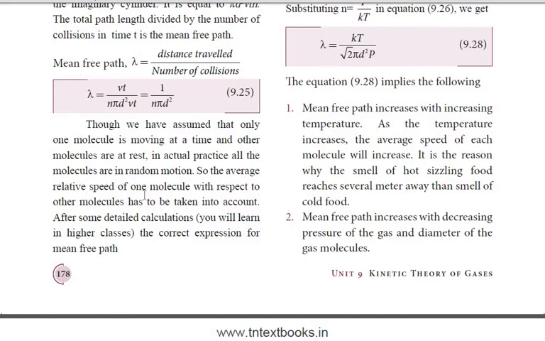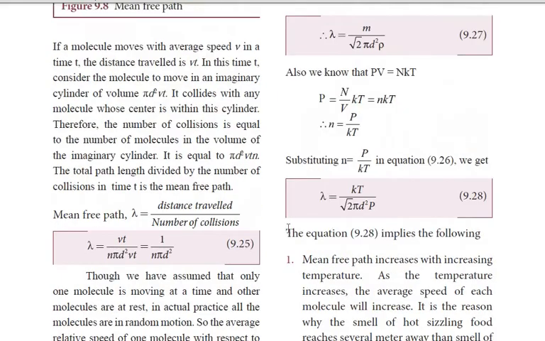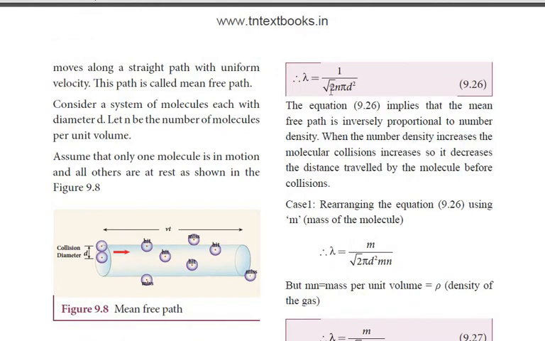So the average relative speed of one molecule with respect to the other molecules has to be taken into account after some detailed calculation. The correct expression for mean free path: the average mean free path lambda is equal to 1 by root 2 into n into pi d square.